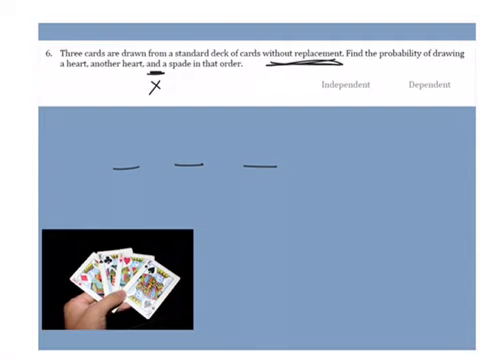So the first probability I want to find is the probability of getting a heart. So if you think back to your standard deck of cards, there are 13 hearts out of 52 total cards. Now, I got that heart, and I'm not putting it back. It's going in my back pocket, so it's not going back in the deck of cards. So the probability of getting another heart. Well, now there's only 51 cards, and there's only 12 hearts because I have that one in my back pocket.